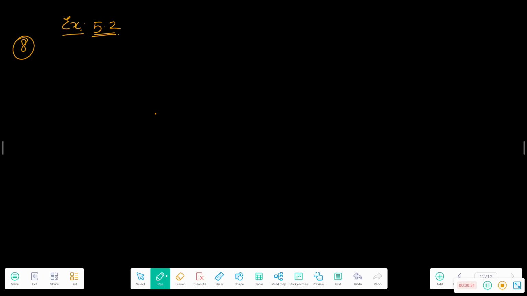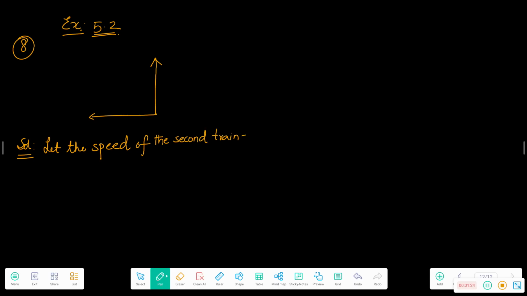this is the railway station. One train is moving towards the west and another train is moving towards the north. What is given in the question is the first train travels 5 kilometers faster than the second train. So let us assume the speed of the second train as x. So let the speed of the second train be x kilometers per hour.